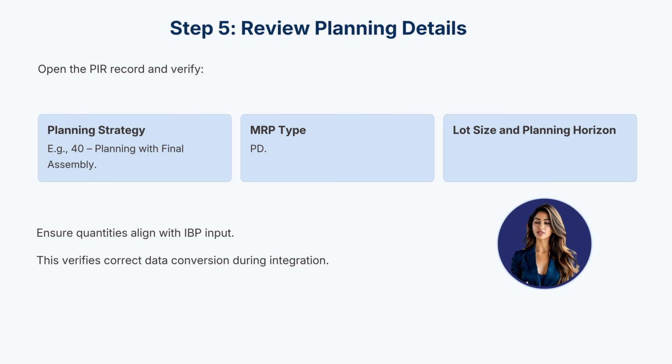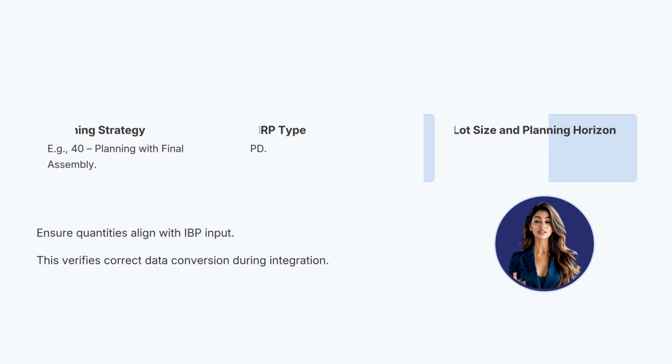Step 5. Review planning details. Open one of the PIR entries. Check the assigned planning strategy, for instance, 40 for planning with final assembly. Verify that the MRP type, lot size, and planning horizon are correct. This ensures that master data and integration parameters are consistent across both systems.